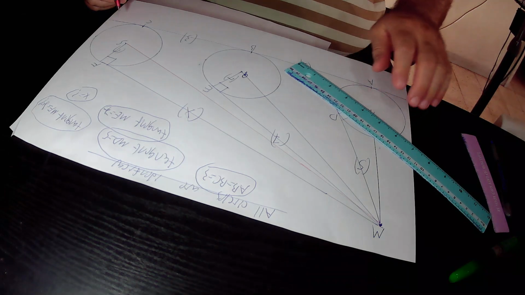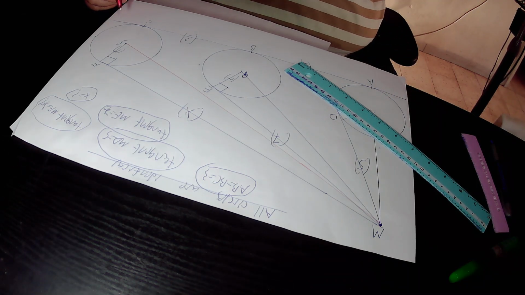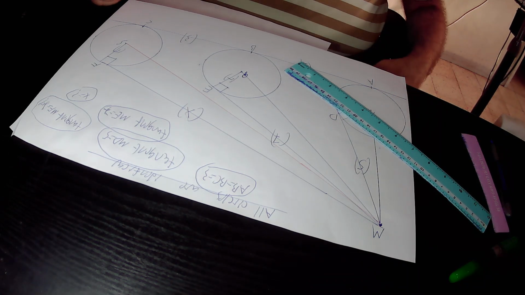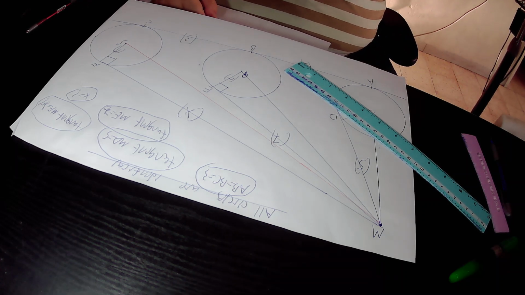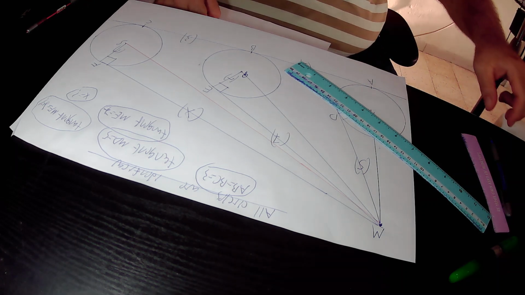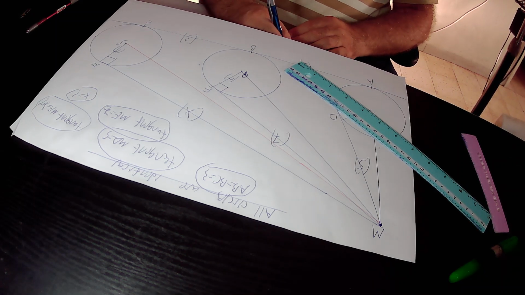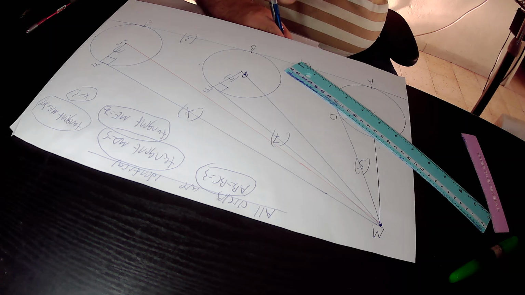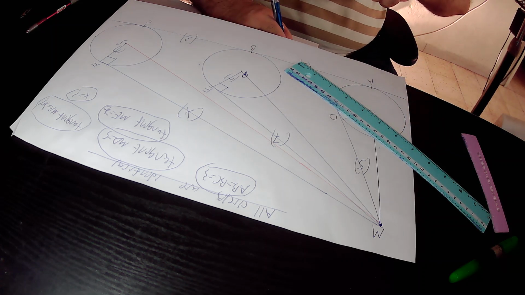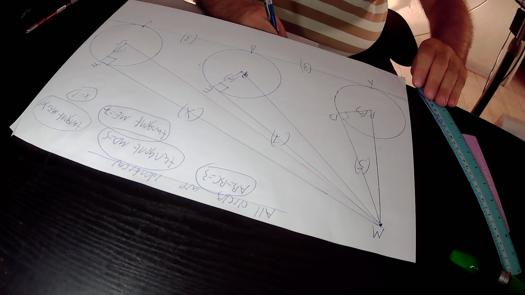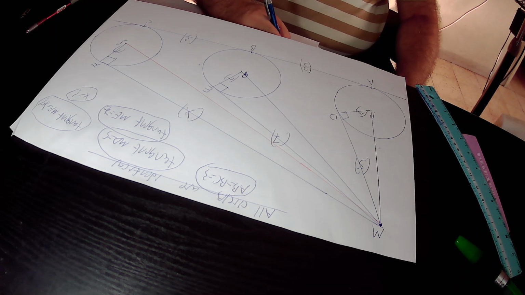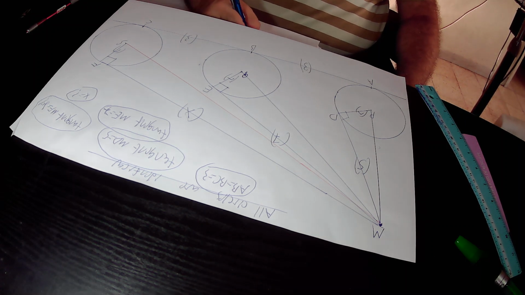By joining points M and S, we create the right triangle MFS. In the next step, we will apply the Pythagoras theorem to the right triangle MFS. According to the Pythagoras theorem, in this right triangle MFS, MS squared, the square of the hypotenuse, is equal to SF squared plus MF squared.